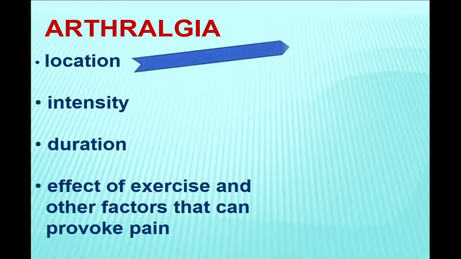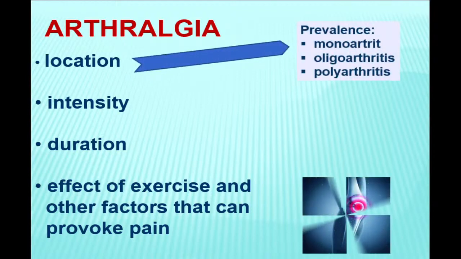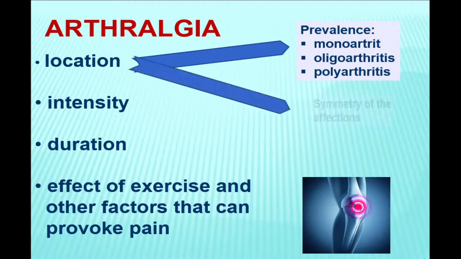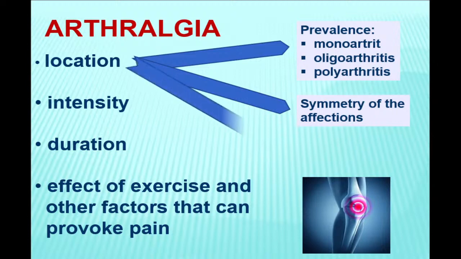Location. May be affected only one joint. We are talking about monoarthritis. Two joints, oligoarthritis. If more than two joints, we are talking about polyarthritis. In pathological process may be involved small joints, large joints. They may be affected symmetrically or asymmetrically.